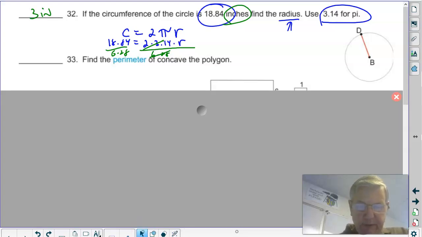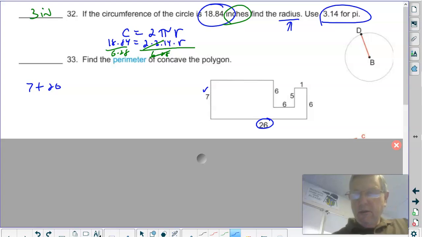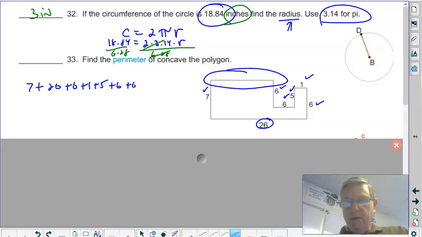Okay, what else? Oh, perimeter. So I've got to find the distance around the shape. So I know it's going to be the 7 plus the 26 plus the 6 plus the 1 plus the 5. Don't want to miss anything. Plus the 6 plus the 6. Uh-oh. How much is that?